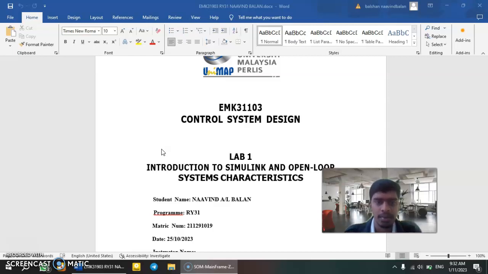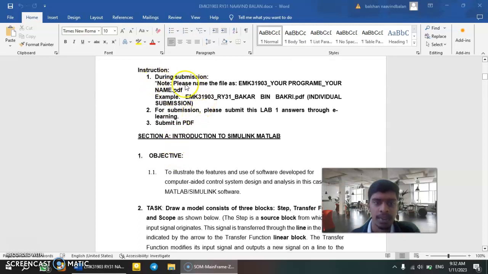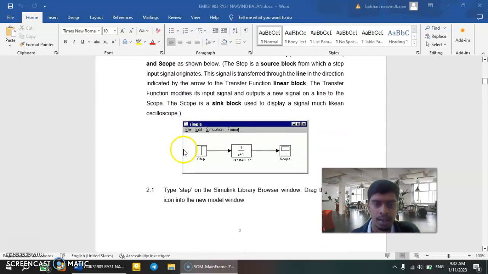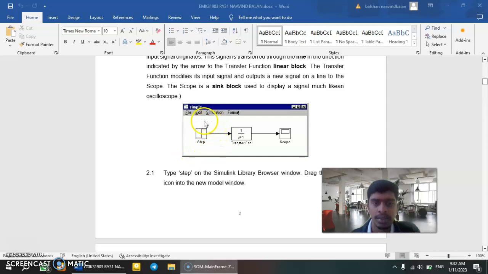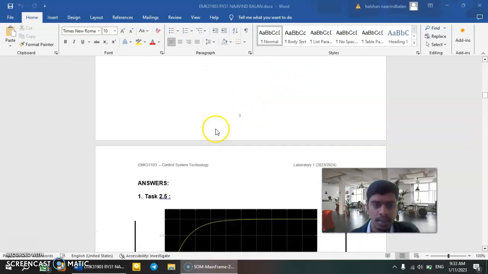Today I'm going to discuss control system design, that is Lab 1, Introduction to Simulation, Simulink and Open Loop System Characteristics. From here, I'm following every instruction that is given. To do the step, transfer function, and scope to see the output of the transfer functions, I just try doing this.